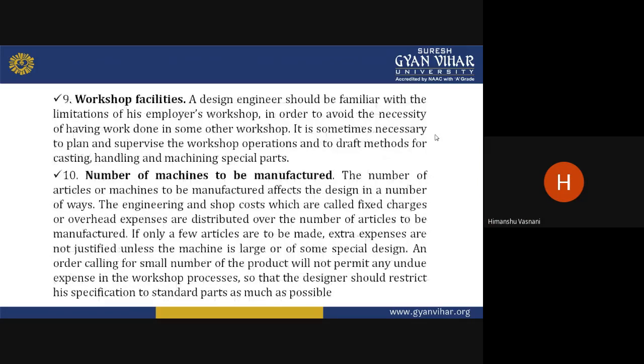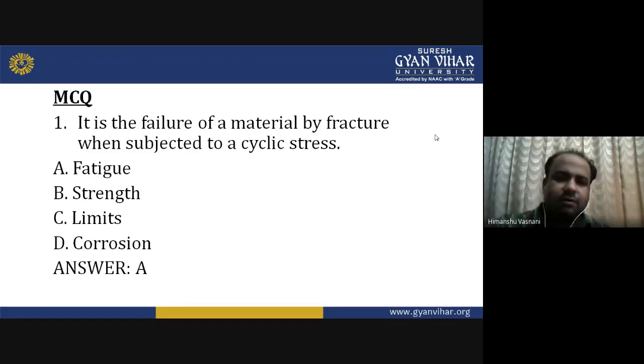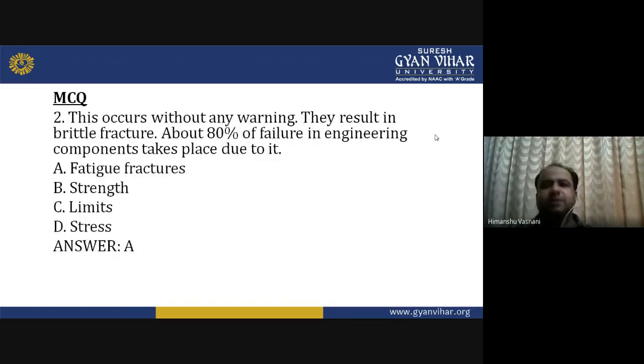Now the first question: the failure of a material by fracture when subjected to a cyclic stress. What do we call this? Is it fatigue, strength, or corrosion? It is called fatigue. Then second, this occurs without any warning. They result in brittle fractures.